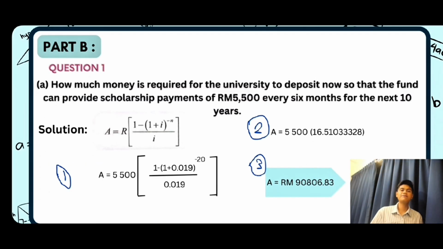So we just substitute the numbers into the formula. A equals 5,500 open bracket 1 minus open bracket 1 plus 0.019 close bracket to the power of negative 20 over 0.019 close bracket. So we settle the bracket first and multiply by 5,500, and the answer is 90,806 and 83 cents.